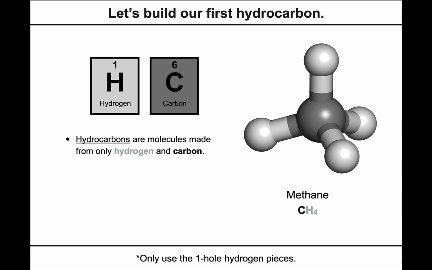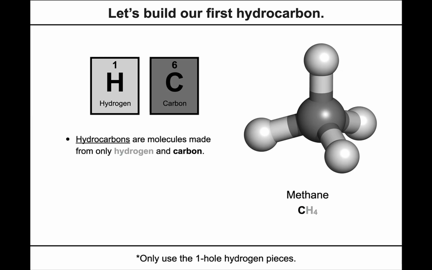So again, what is a hydrocarbon? Hydrocarbons are molecules that are made of only hydrogen and carbon. The simplest hydrocarbon, of course, is the molecule that you are about to build, methane. Its formula is CH4. So this is the first very important lesson that we're going to learn: carbons make 4 bonds.